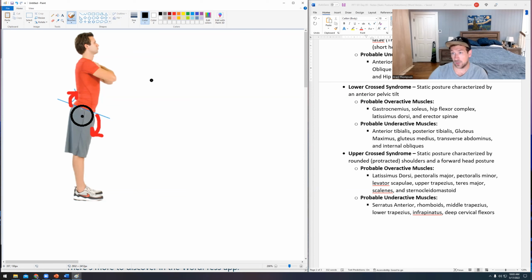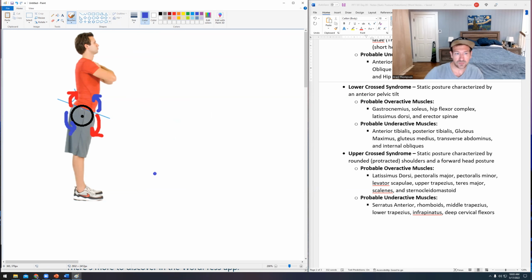The weak muscles that we need to strengthen would be exactly the opposite, right? They would normally pull us this way, and they would normally pull us down this way, right? Those are the muscles that are weakened, right?